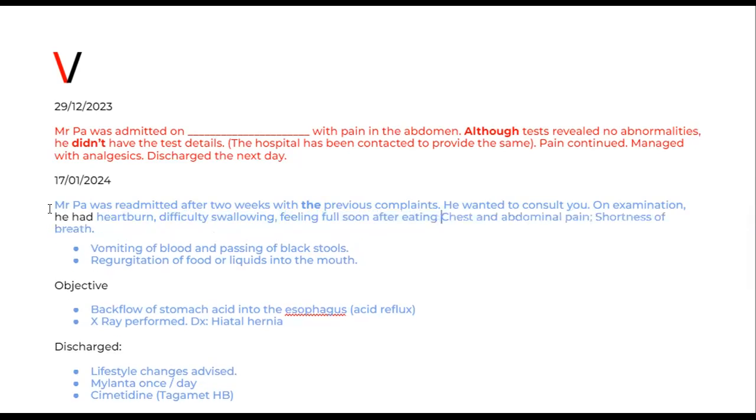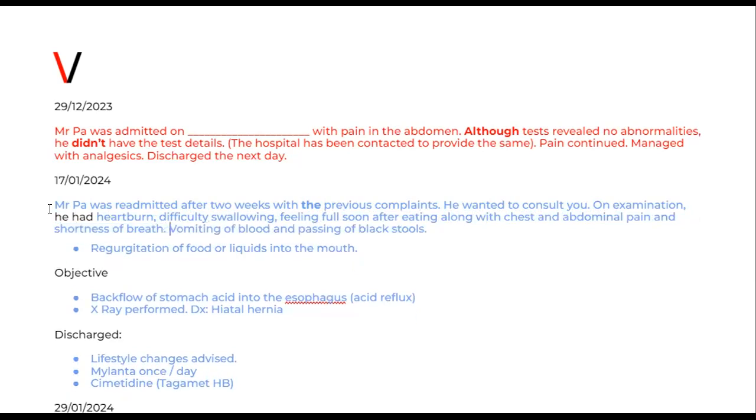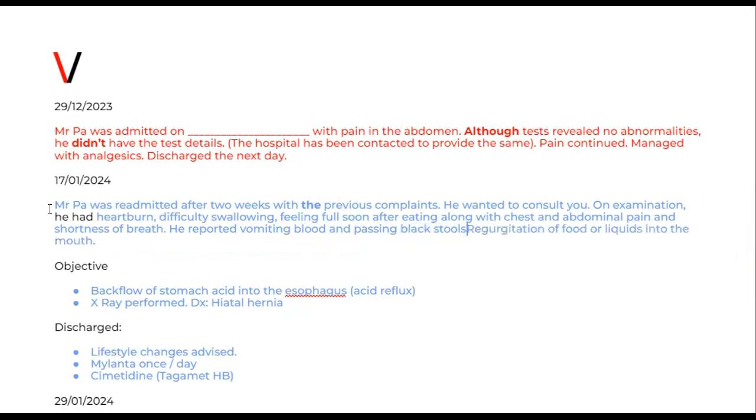Now, along with chest and abdominal pain, and shortness of breath, vomiting of blood. He reported vomiting blood and passing black stools, in addition to regurgitation of food or liquids into the mouth.